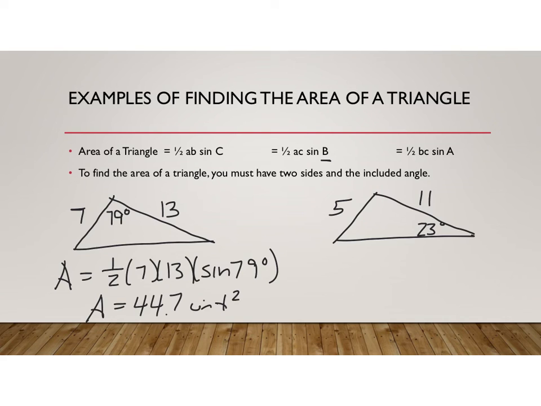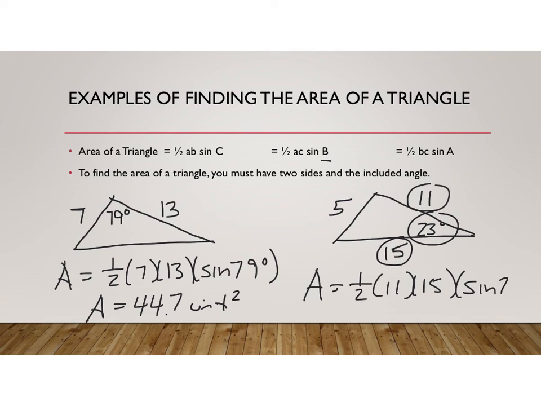But if I would give you this one, let's say this side's 15. Now I've got two sides and the angle between them. So the area of this triangle will be 1/2 times 11 times 15 times the sine of 23 degrees. And that would be about 49.4 square units.